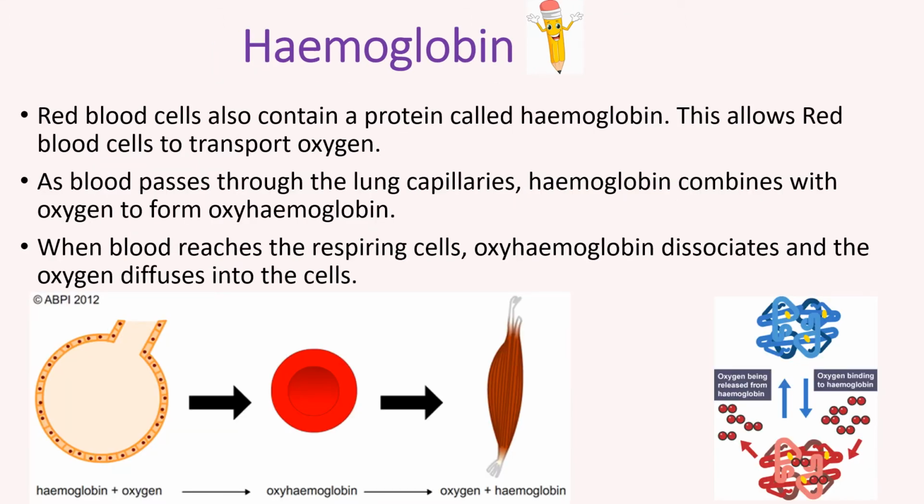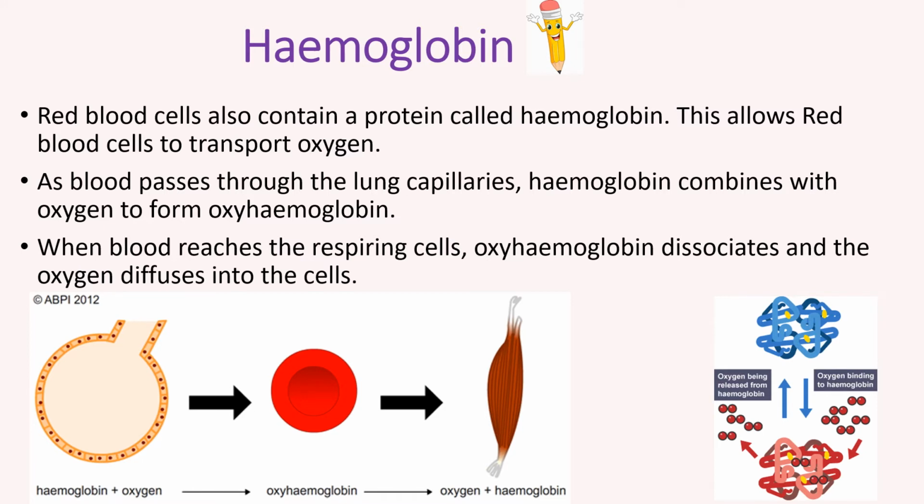What exactly is this hemoglobin word that we just said? Red blood cells contain a protein called hemoglobin. This allows red blood cells to transport oxygen. As the blood passes through the lungs and capillaries, hemoglobin combines with oxygen to form oxyhemoglobin. When the blood reaches the respiring cells, oxyhemoglobin dissociates and oxygen diffuses into the cells. So you need to know what hemoglobin is and how oxygen is added to it or taken away.